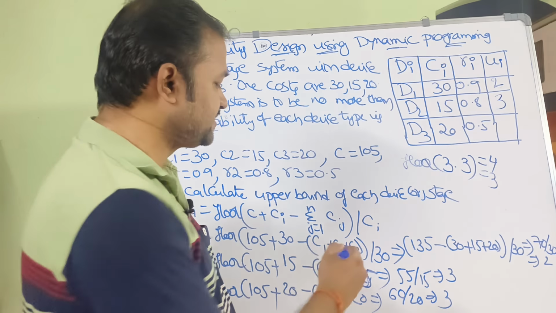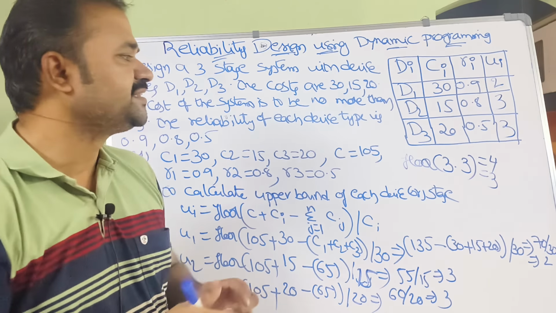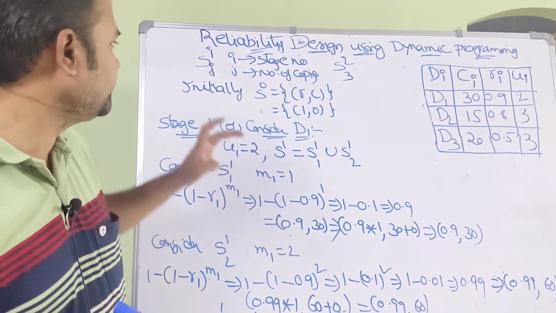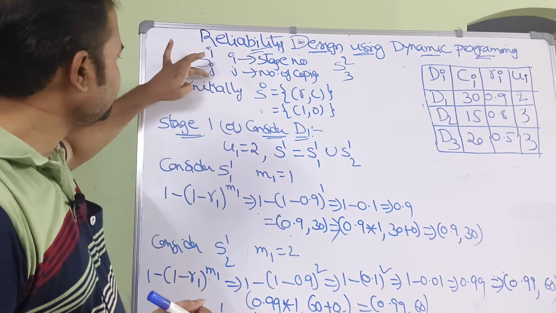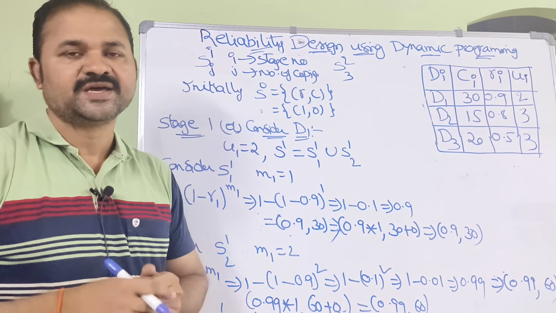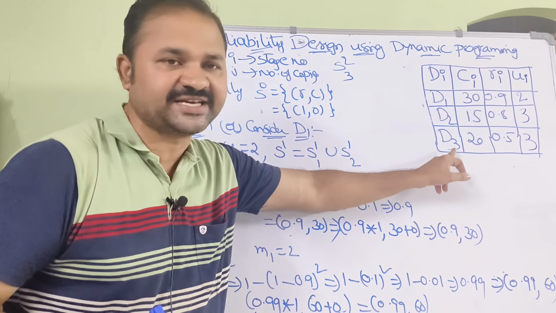So 60 by 20 means 3. So maximum we can maintain 3 copies of the third device. Now we have to consider S power i j, where i represents stage number. Here we have 3 stages: stage 1, stage 2, stage 3.